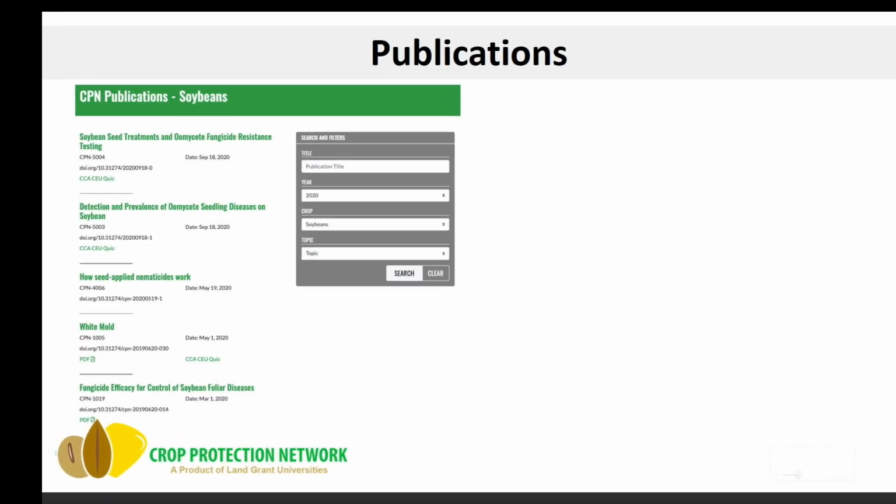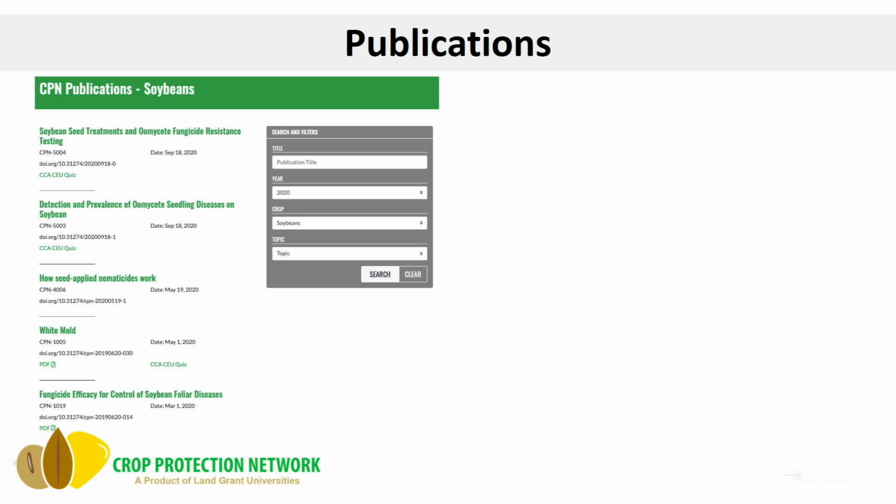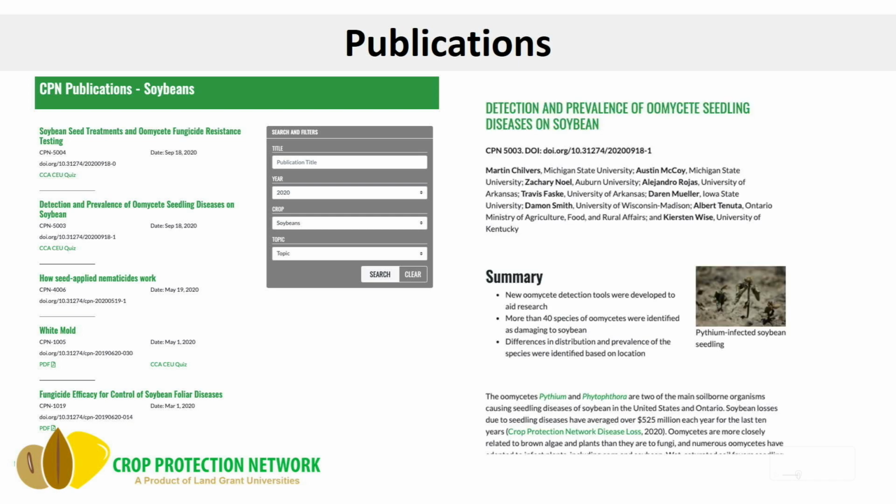All right, so publications is one of the first things. This is the main guts of the Crop Protection Network webpage. If you go to the resources and publications, or through any of those landing pages, you can find this information. There's a list of all of the publications. These are the ones related to soybean, as you see on the top. If you click on any of those publications, you can see that they're all online and all free, and you can go ahead and read them.